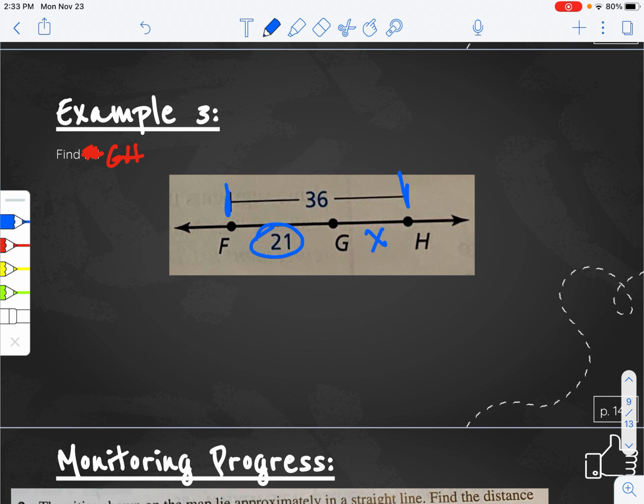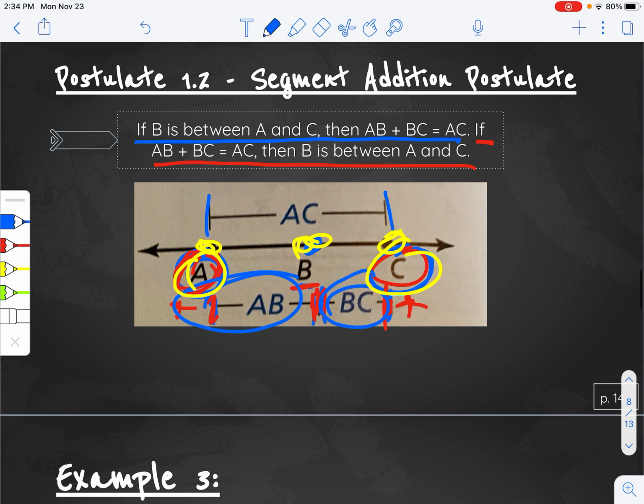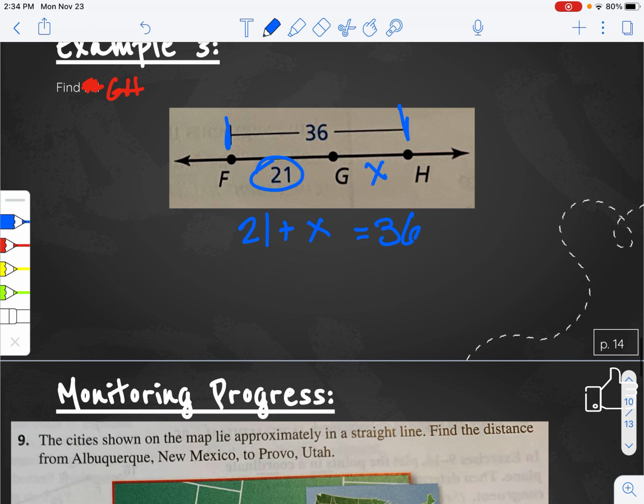All right, so the way that I look at this one is I know that the total is 36. I know that part of it is 21, and if I do 21 plus X, I have to get 36. Just like here, it says that if we have AB plus BC, we have to get the total. I'm using that same idea. We have FG, we need GH, and we know that from F to H, we'll get 36. So all we need to do is solve for X. That cancels out.